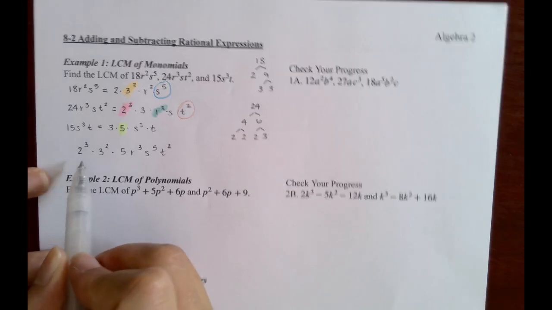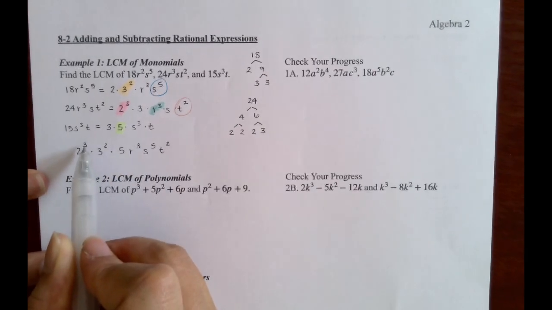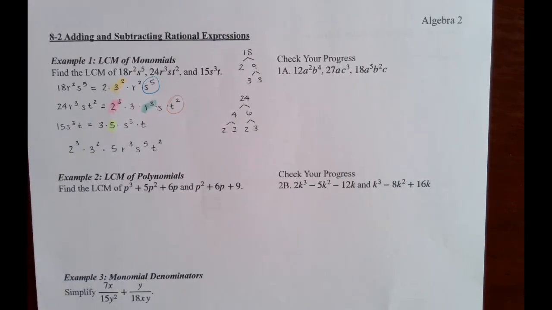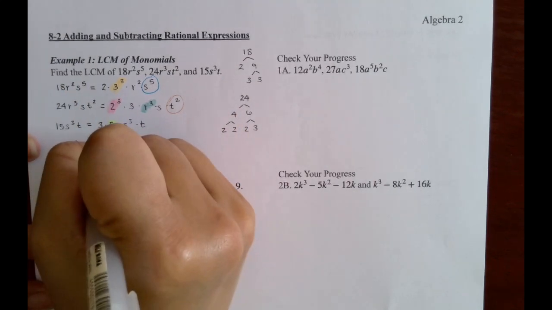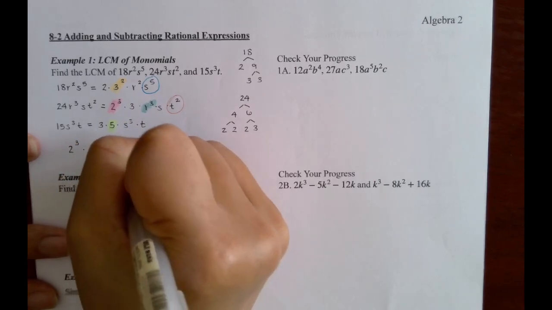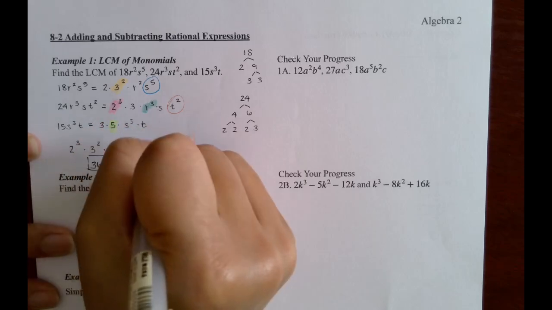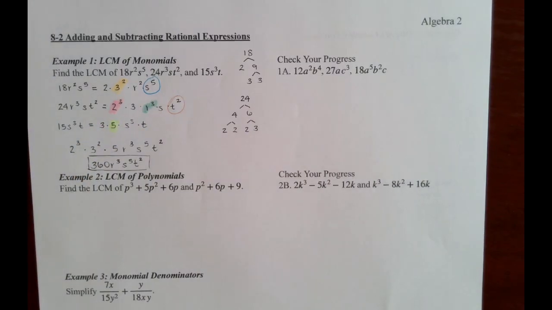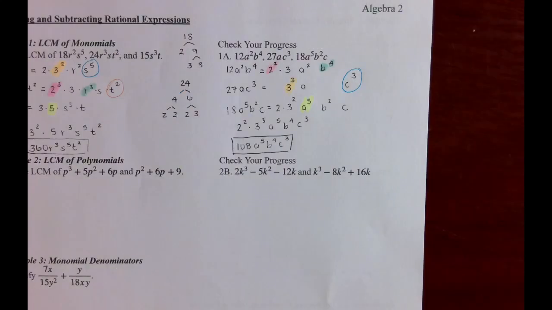Okay, so then the numerical part is easy. We just need to multiply. 2 cubed is 8. 8 times 9 is 72. And then 72 times 5 is 360. And so our least common multiple is 360 r to the third, s to the fifth, t squared. And there you go. So why don't you try CYP 1A, and once you're done, come check your answer.